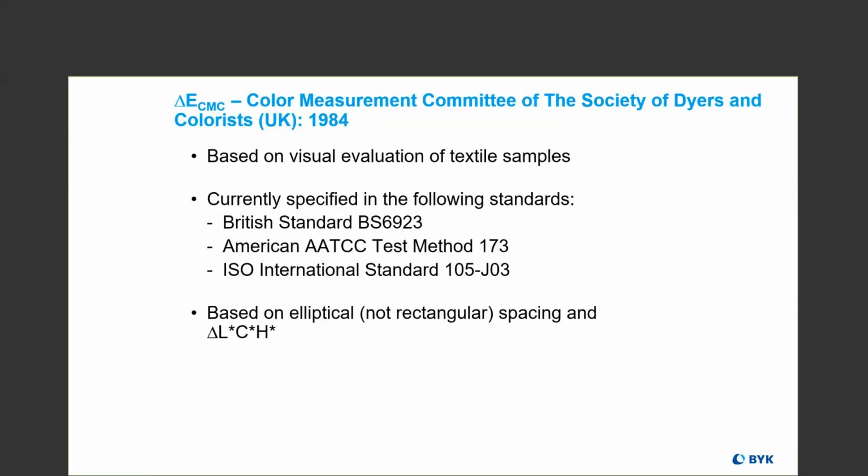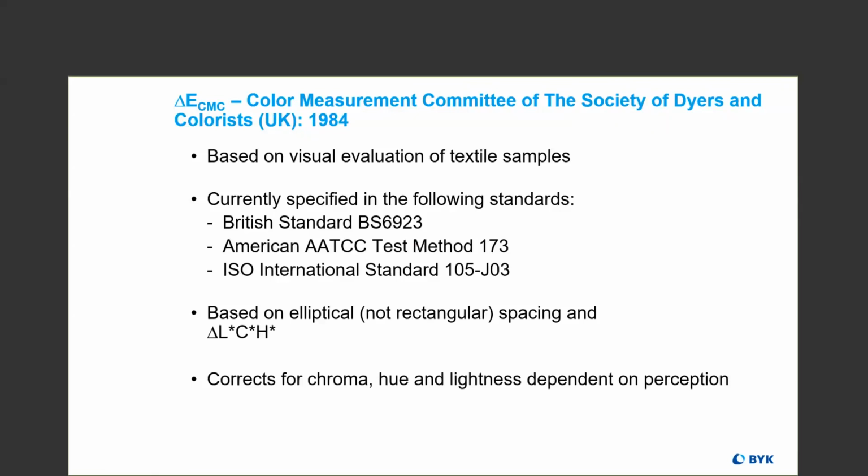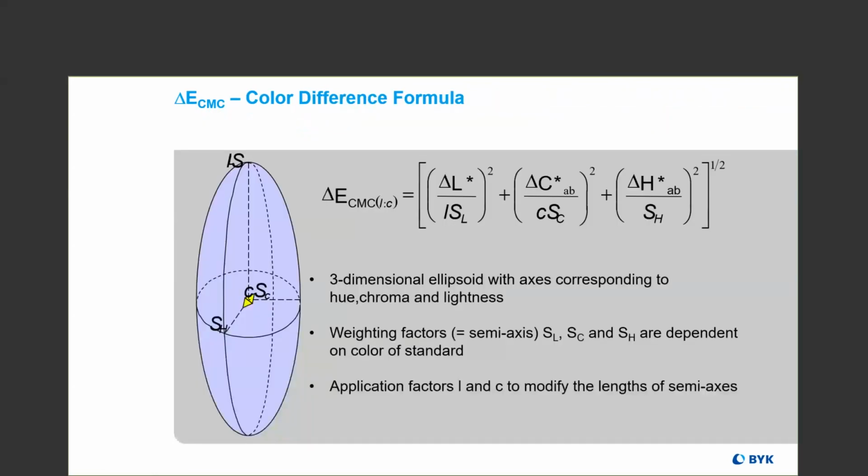It's based on elliptical spacing in LCH, not LAB. And it corrects for chroma, hue, and lightness dependent on perception. So it's a modification of the delta E equation that includes weighting factors, the SL, SC, and SH numbers, which modify the calculated color difference value depending on the standard, where the standard is in color space. And then you have application factors l and c that modify the lengths of the axes in this ellipse.